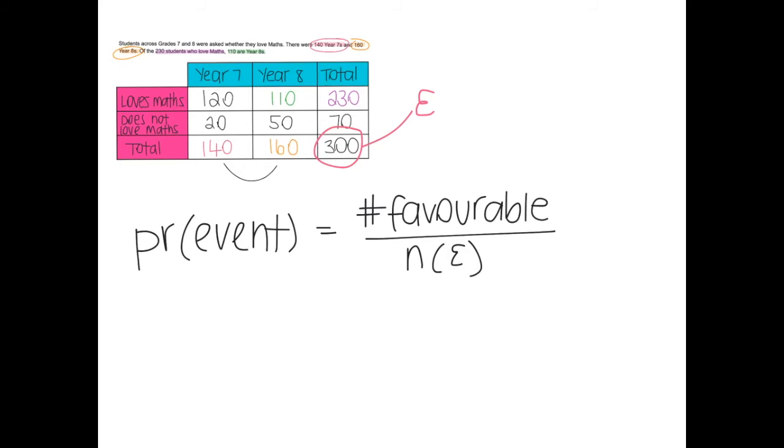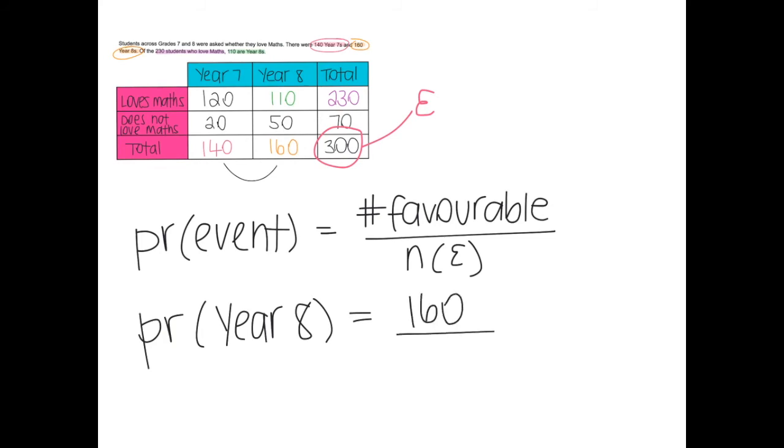So say I wanted to find the probability that a student selected at random is a Year 8 student. I would be doing the probability of Year 8 student is the number of favourable outcomes, which in this case, I will look at the bottom of that Year 8 column. I see that there are 160 chances that the student selected at random is a Year 8 student. And then I can also see that the universal set is 300. Now, I know both of those end in a 0, so I know for certain that I can divide them by 10, which will give me 16 over 30.